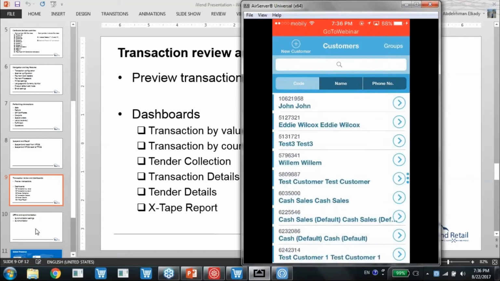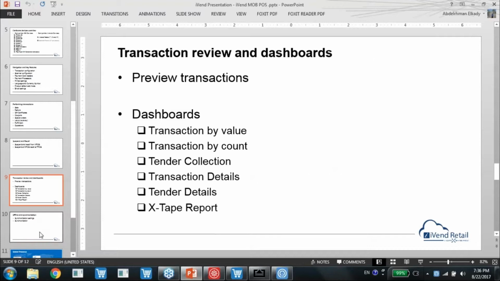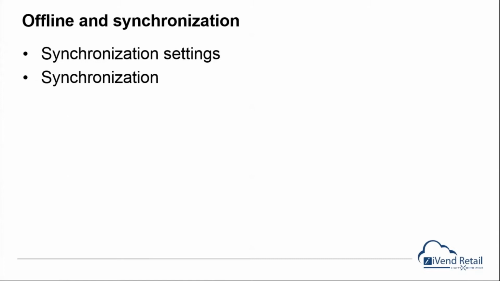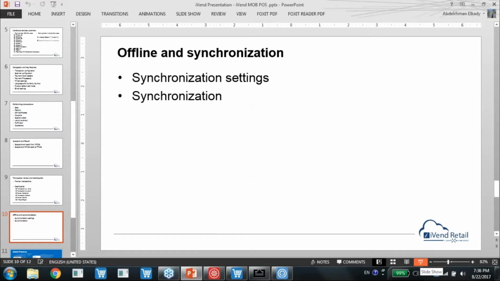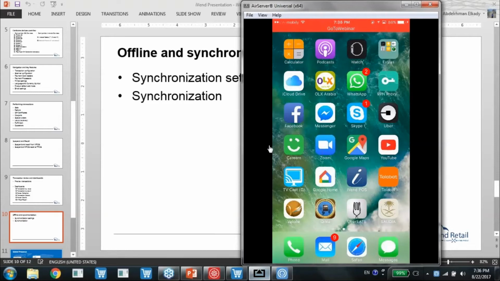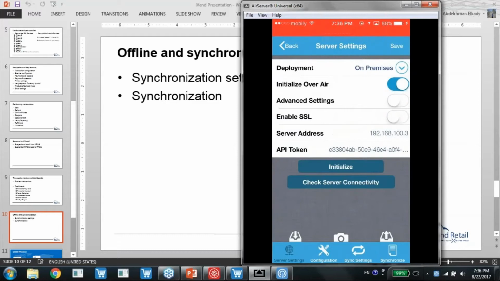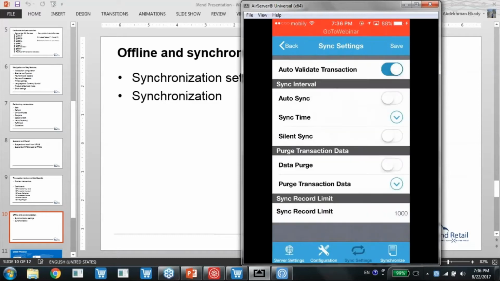The last topic in today's session is offline synchronization. So in case your point of sale becomes offline, what will happen? So I'm opening my mobile point of sale now. Here we have the synchronize option in the setup: Sync settings.